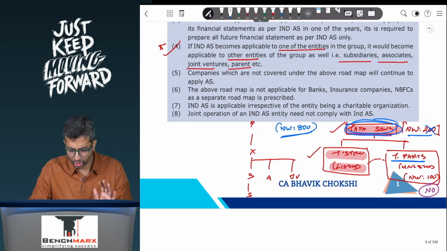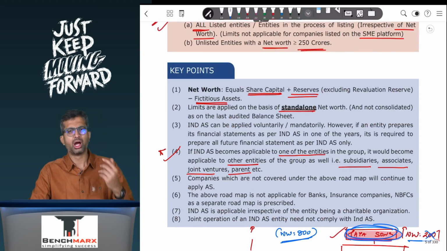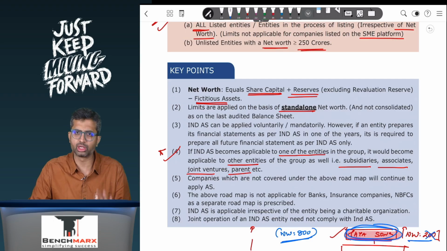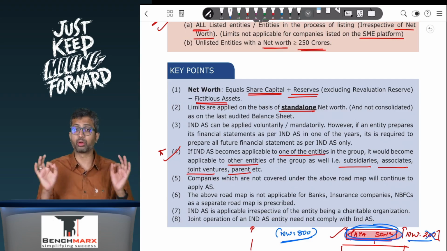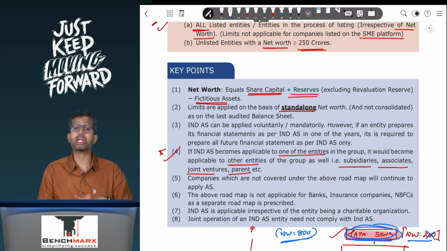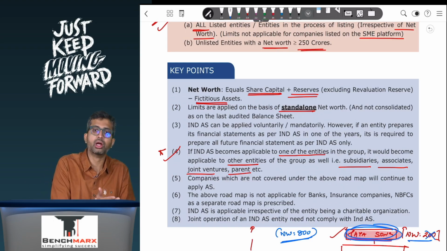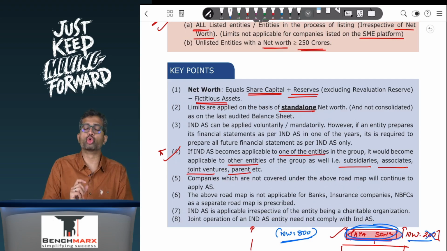Okay. So, this is an important point. Again, as we said, we can voluntarily move to Ind AS as well, or you can apply Ind AS mandatorily. So, from an MCQ perspective, you should be aware of this. Once under Ind AS, always under Ind AS. I'll again repeat, once under Ind AS, always under Ind AS. Because when you are moving into the Ind AS framework, you then cannot go out.